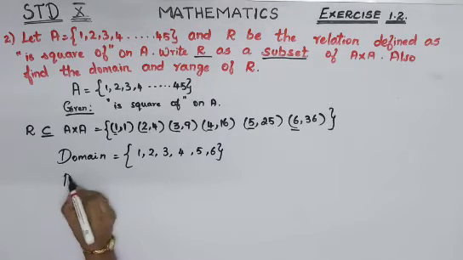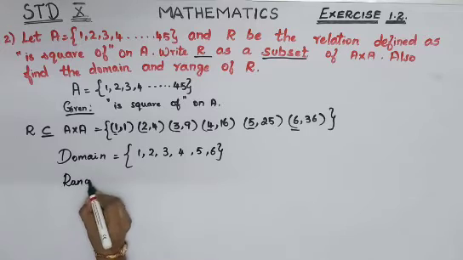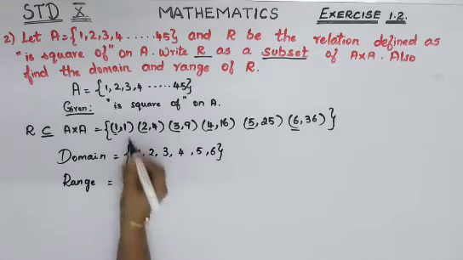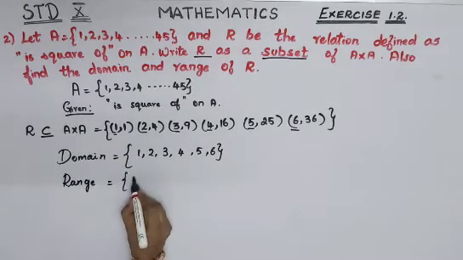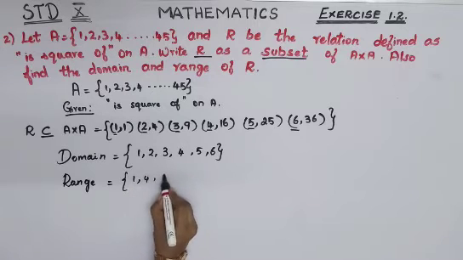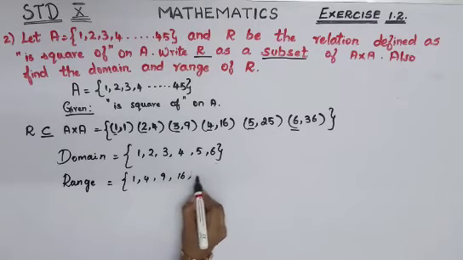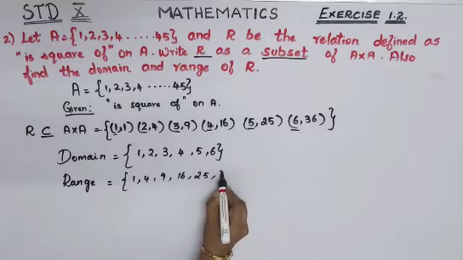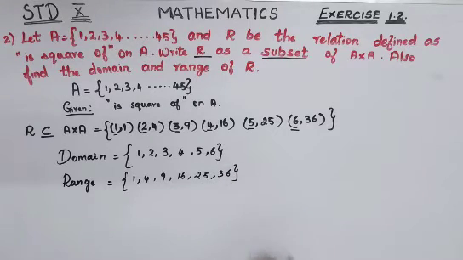Then you'll have to find the range. Range is nothing but the second elements of your ordered pair. So it is again 1, 4, 9, 16, 25, 36. So this is your range. So this is the answer for your second question.